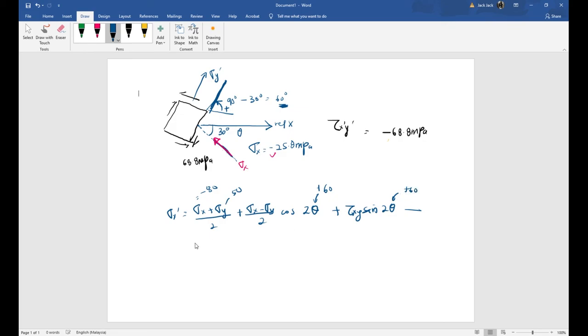So the final answer is equal to 4.15 megapascal, with a minus sign. That means the direction of the sigma y, in this case referring to the x-axis, will be like this. So this is your sigma y, which is equal to 4.15 megapascal. So we're done with our calculation.